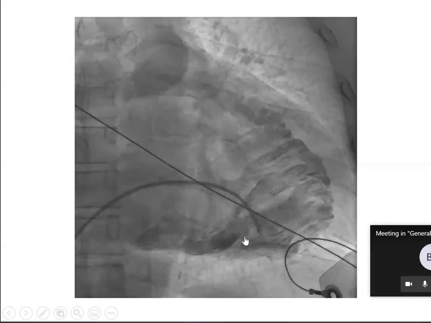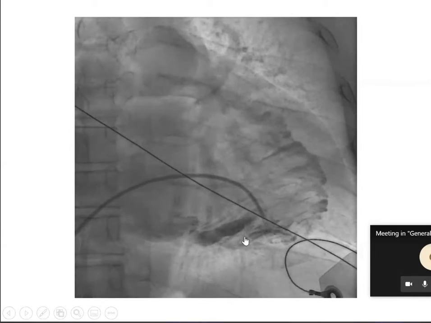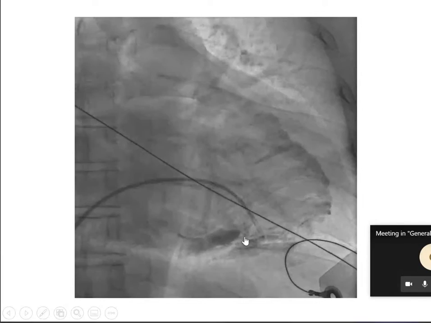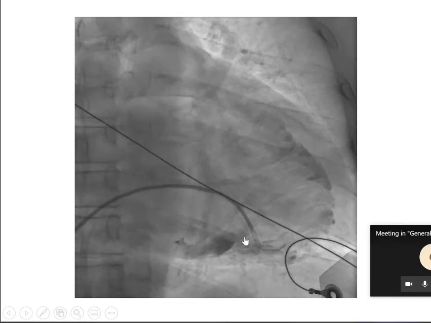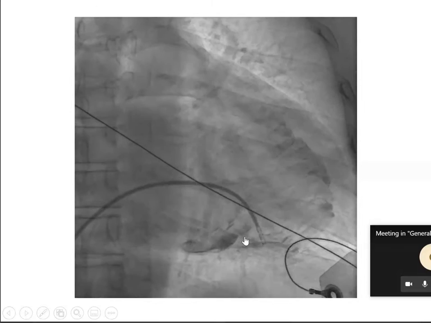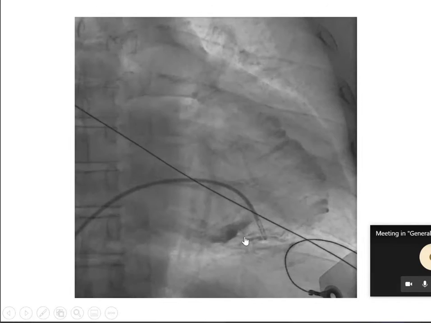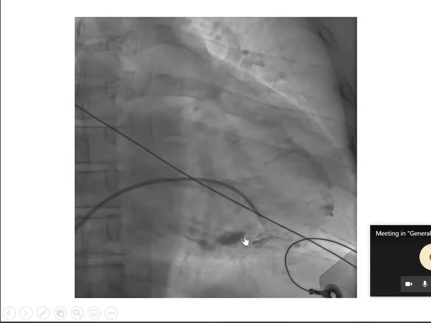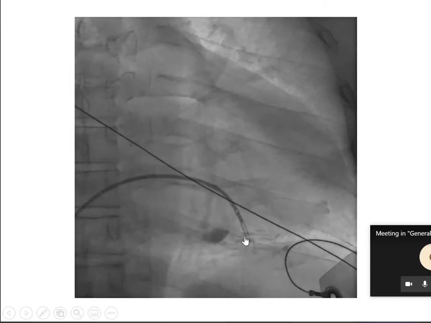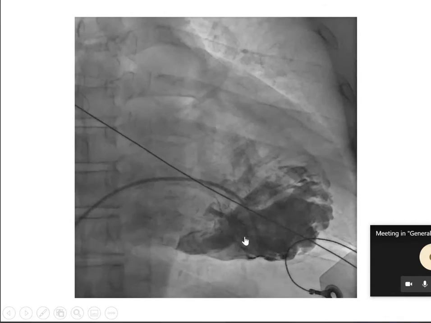Sir, it's an RAO view. Why RAO view? You are seeing the spinous process on both sides. The spine is seen towards the center. Most likely it is an AP view. Maybe a slightly RAO view, but I think it is an AP view only.